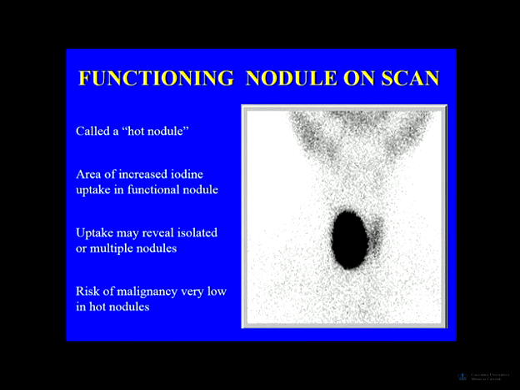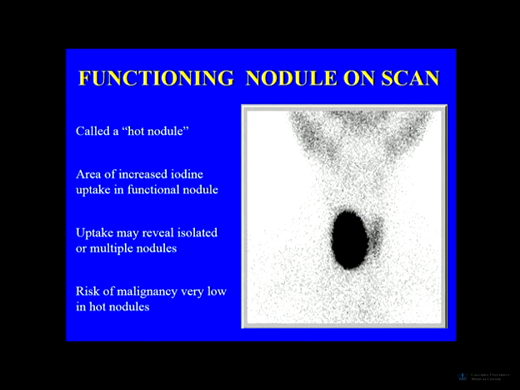Conversely, you can identify functional thyroid nodules on an uptake scan, and these are called hot nodules. So here is a large nodule in this lobe that's having increased iodine uptake. An uptake scan can sometimes reveal either single or multiple hot nodules. So these are nodules, again, that have increased iodine uptake. Therefore, they're likely going to lead to hyperthyroidism in the patient. They're quote-unquote functional nodules. The good news, however, is that the risk of malignancy in hot nodules is very low.